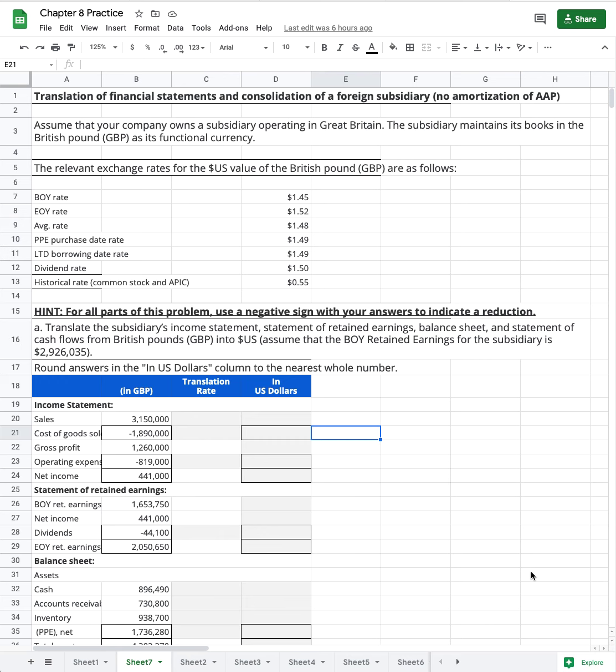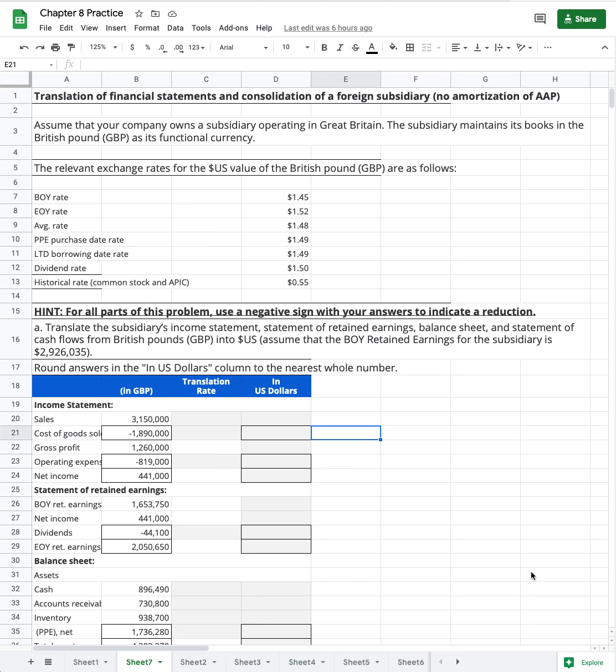Statements and consolidation of a foreign subsidiary. Assume that your company owns a subsidiary operating in Great Britain. The subsidiary maintains its books in the British pound as its functional currency. The relevant exchange rates for the US value of the British pound are as follows. Then we have our rates listed. For all parts of this problem, use a negative sign with your answers to indicate a reduction.